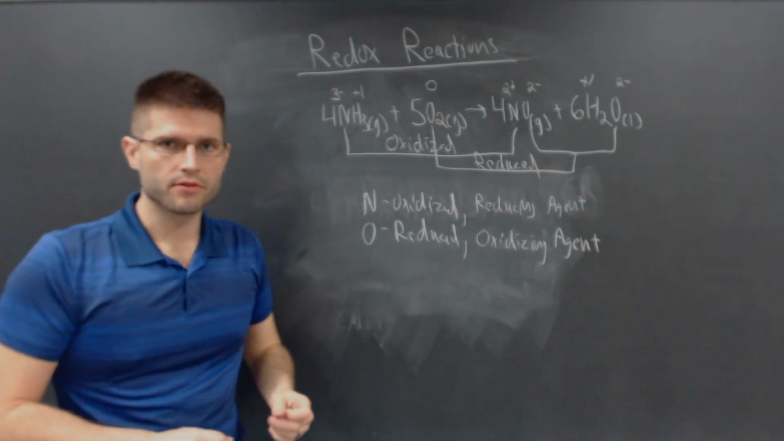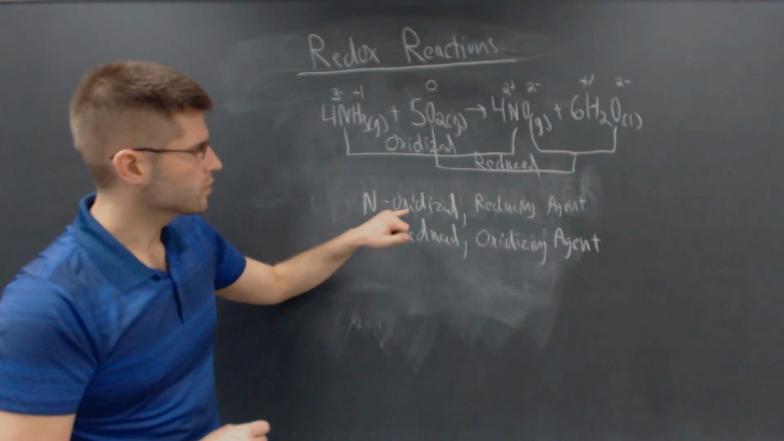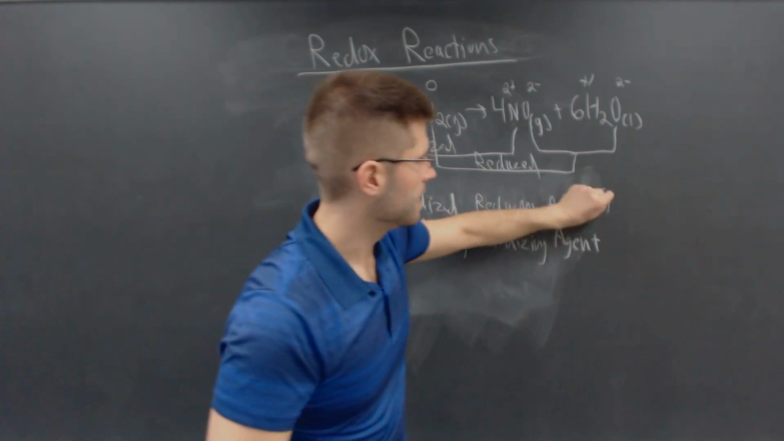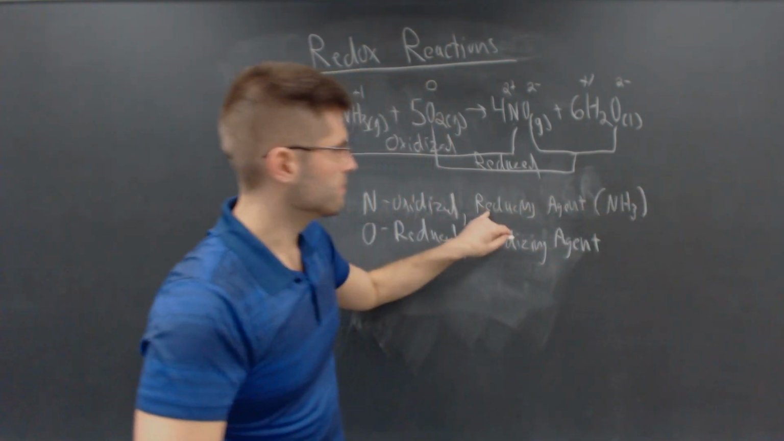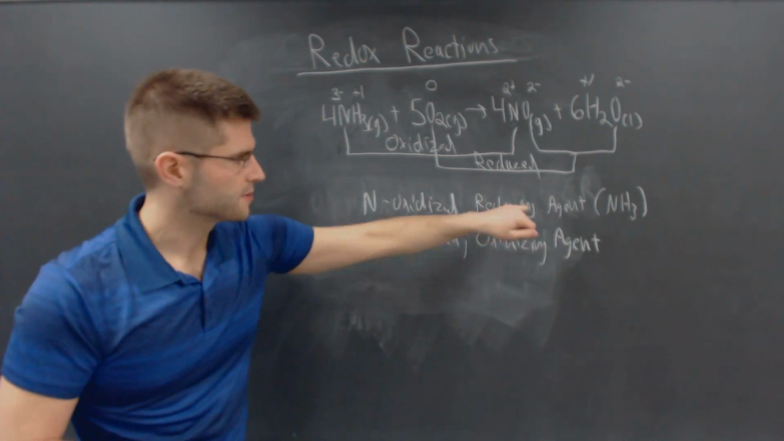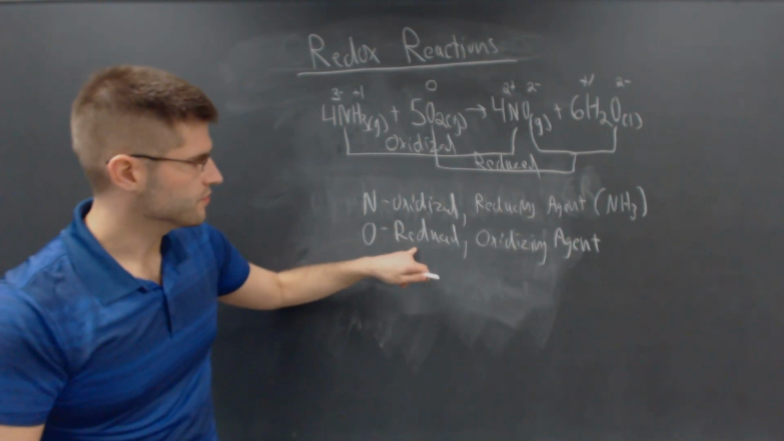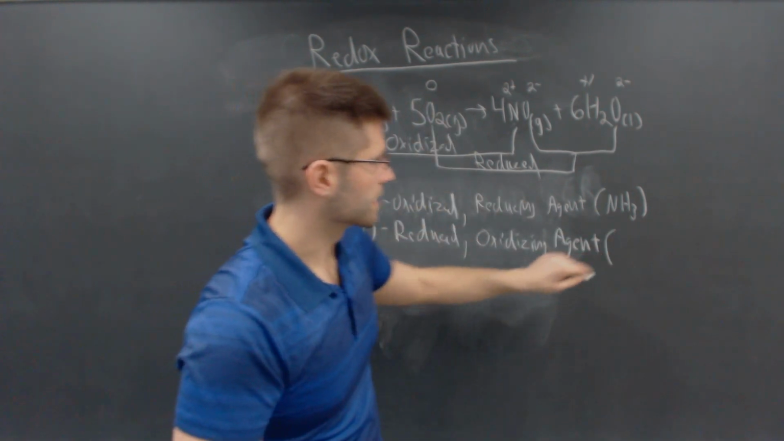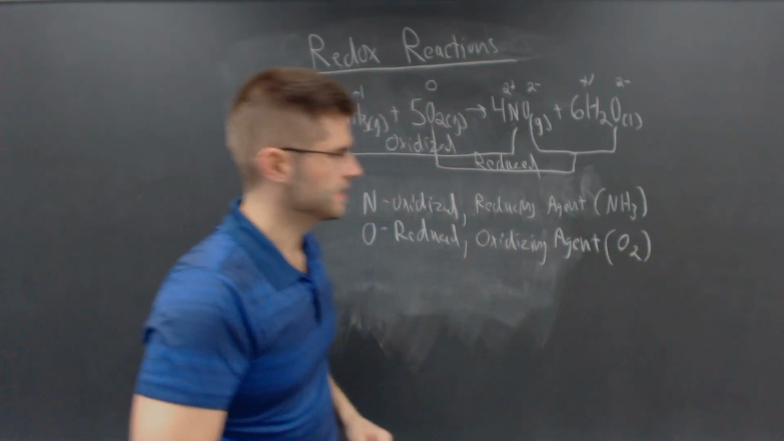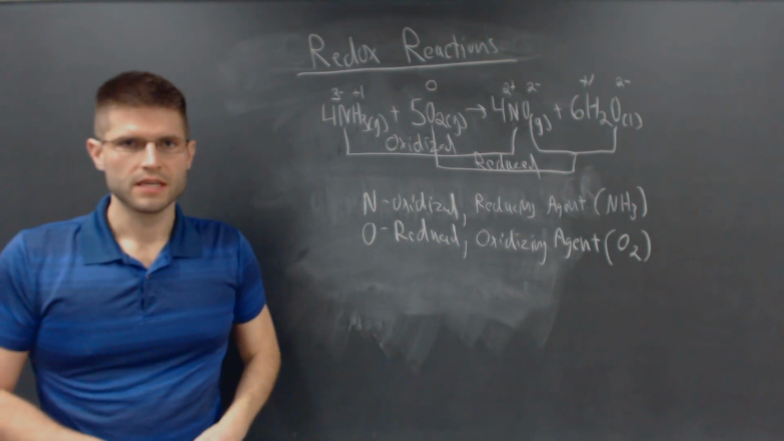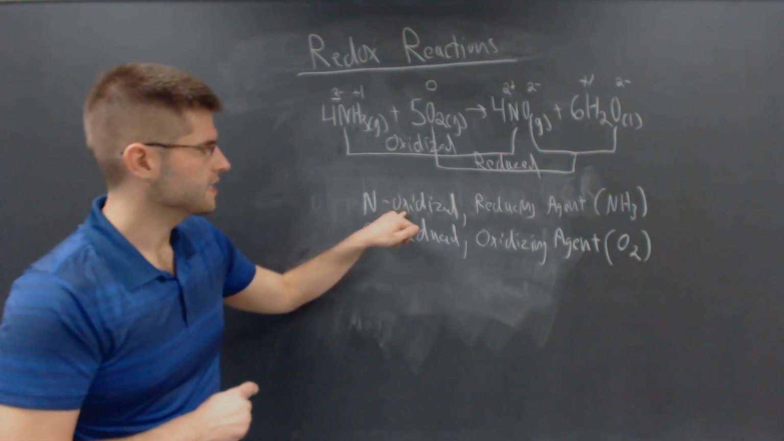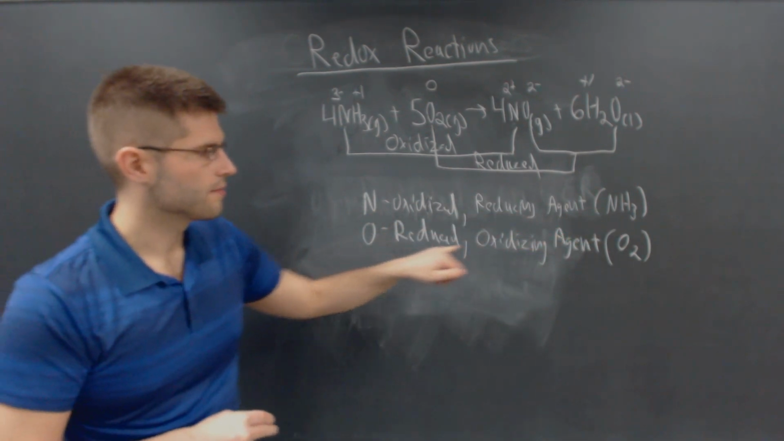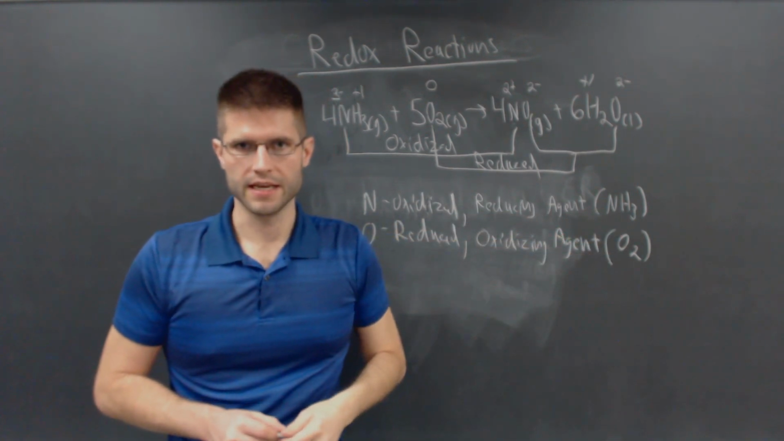An easy way to remember this: if you can figure out what was oxidized, you know that the molecule it's a part of, NH3 in this case, would be considered the reducing agent. It's the opposite agent. Oxygen was reduced, therefore O2 is the oxidizing agent. So it's always the reverse. Whatever's oxidized, the compound it's a part of is the reducing agent. Whatever's reduced, the compound it's a part of is the oxidizing agent.